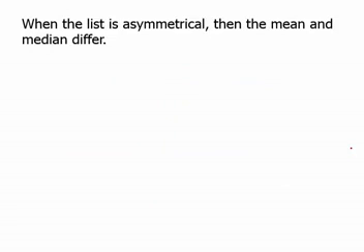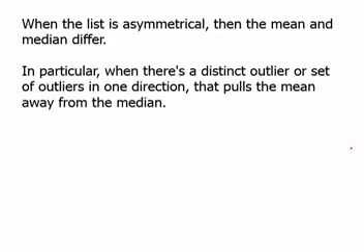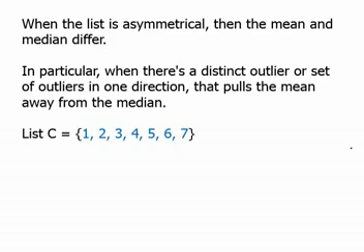When the list is asymmetrical, then the mean and the median differ. In particular, when there's a distinct outlier or set of outliers in one direction, those outliers pull the mean away from the median. So it's as if the median sits still and the mean gets pulled away from it.